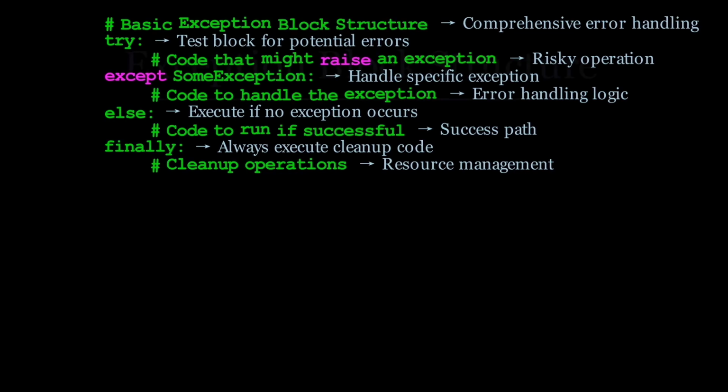And the else block only executes when no exceptions occur in the try block. This is where we put the code that should run only if everything in the try block worked correctly. And the finally block always executes whether an exception occurred or not.